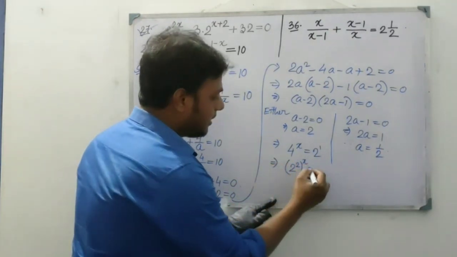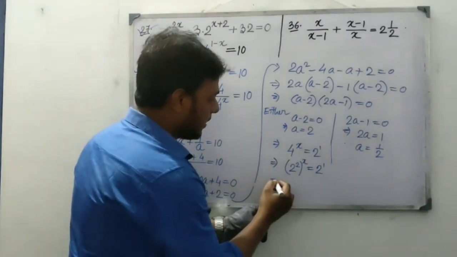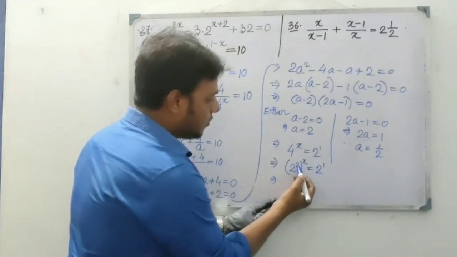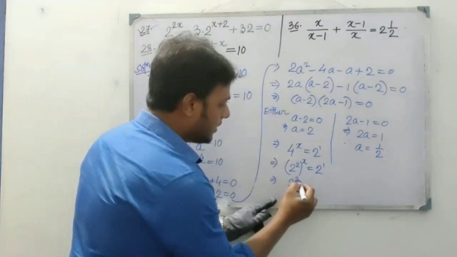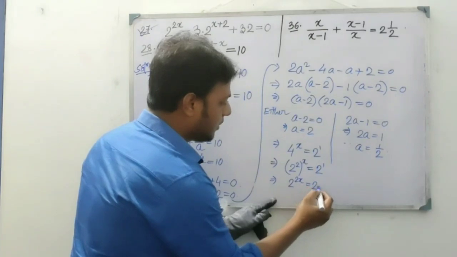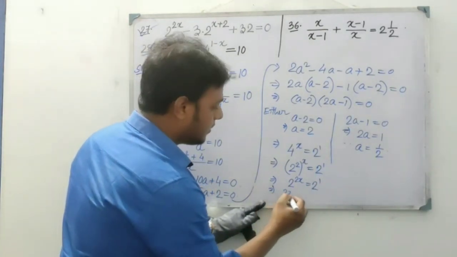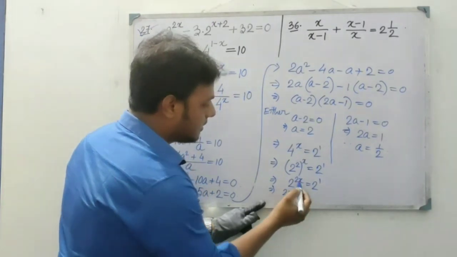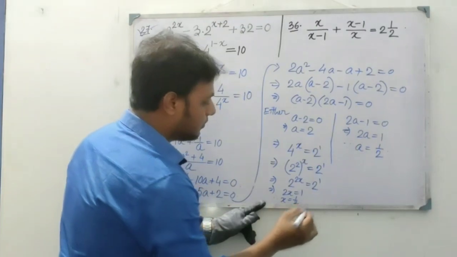Outside, x was there, and 2 is 2 to the power 1. So 2 to the power 2, whole power x, means we have to multiply the powers, so 2 to the power 2x equals 2 to the power 1. The base is the same, so the power must be the same. Therefore 2x equals 1, so x equals 1 by 2.